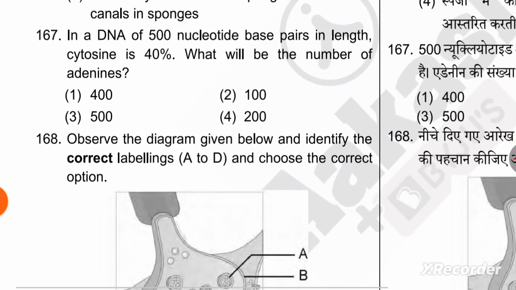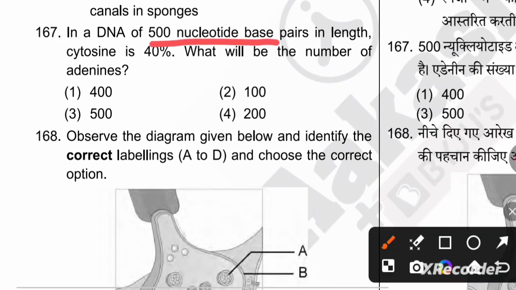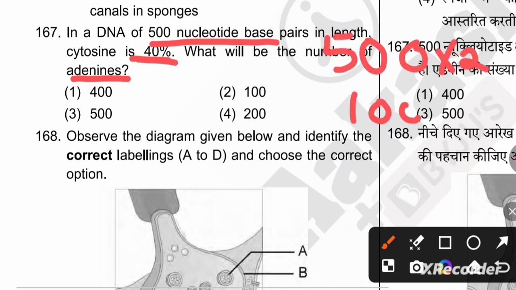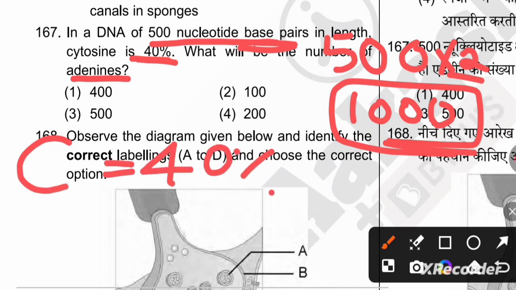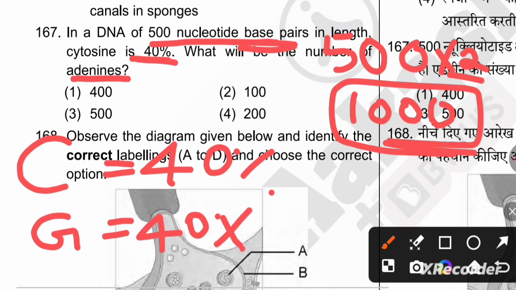167th question. In a DNA, there are 500 nucleotide base pairs in length. Cytosine is 40%. What will be the number of adenine? We need to find out. So 500 nucleotide base pairs means, children, if you multiply 500 by 2, you will get 1000 nucleotides. Among 1000 nucleotides, cytosine how much? 40%. And we know cytosine pairs with what? Guanine. So therefore guanine percentage also is 40%. So 40 plus 40, total 80% is guanine and cytosine only.